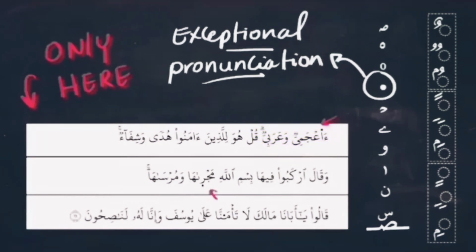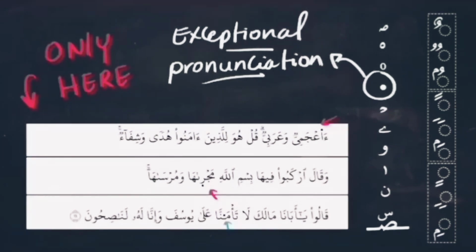Next example, when it comes under the ra, in this case you will do what we call imala, which is not fully pronouncing the alif, and it would sound like that. Bismillahi majriha wa mursaha. The last example is when it comes above the meme, replacing the noon.